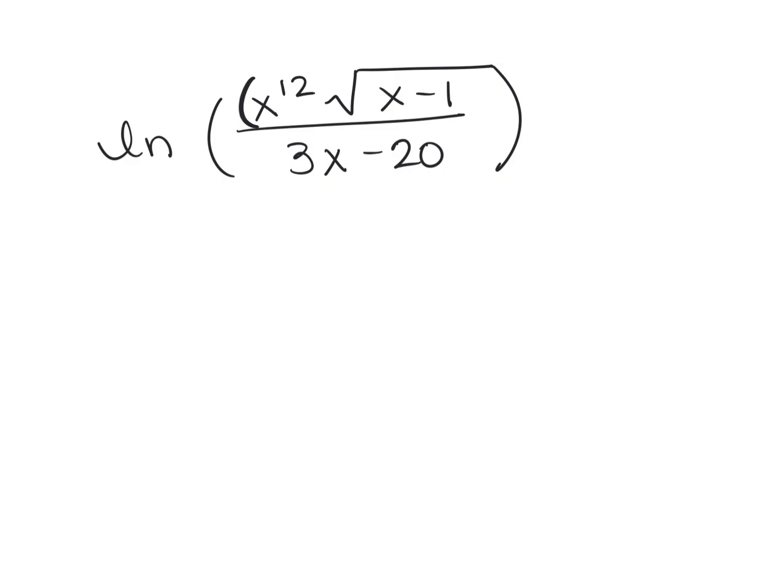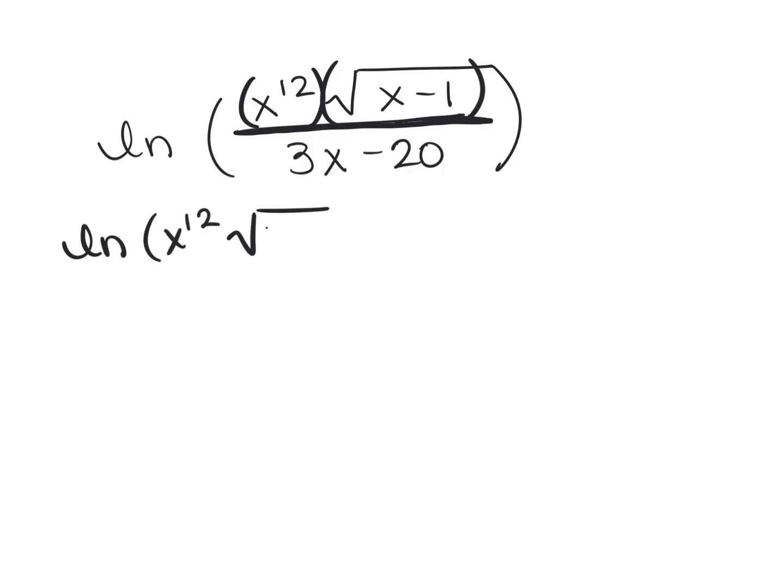So this next one looks very similar. The only difference is that I have a natural log, but that does not change anything about the exponent rules because the natural log is also a logarithm. So the first thing I'm going to do is separate this so that I'm subtracting. So I have the natural log of x squared times the square root of x minus 1. And then because I'm dividing, I subtract. So I have the natural log of the expression 3x minus 20.